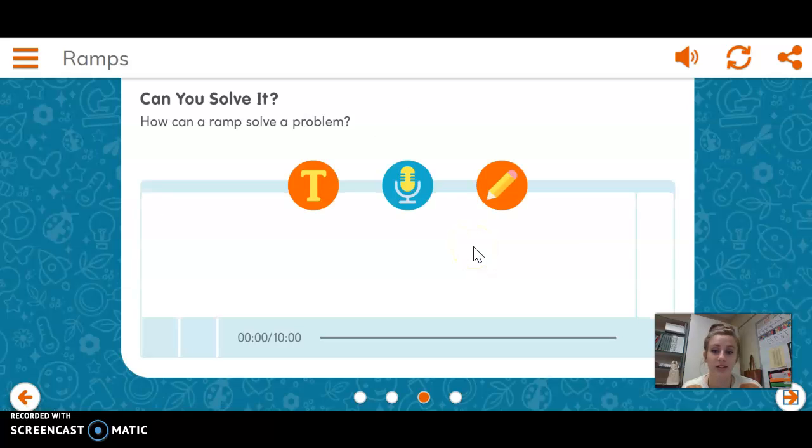So this will be our discussion board, okay? On Power School, I will post our discussion, which says, can you solve it? How can a ramp solve a problem? So you are going to type your answer. I would like 1 to 2 sentences about how a ramp can solve a problem. And in the video we just saw at least 2 ways. So I want you to try and come up with something.